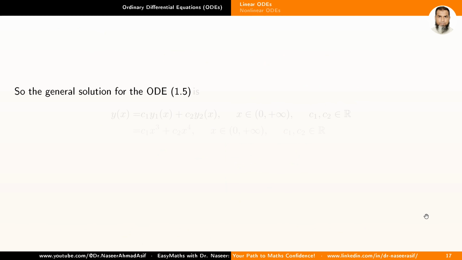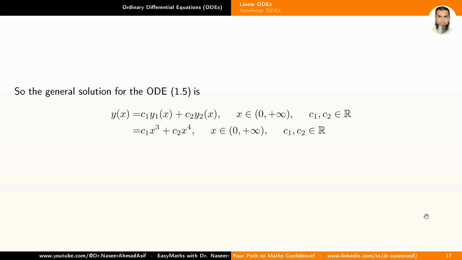So the general solution for the ODE 1.5 is y equals c1 y1 of x plus c2 y2 of x, where x belongs to the open interval 0 to plus infinity, c1, c2 are arbitrary constants. So y of x is equal to c1 x cube plus c2 x exponent 4, where x belongs to the open interval 0 to plus infinity, and c1, c2 are arbitrary constants, which is the required solution of the given second order ODE.